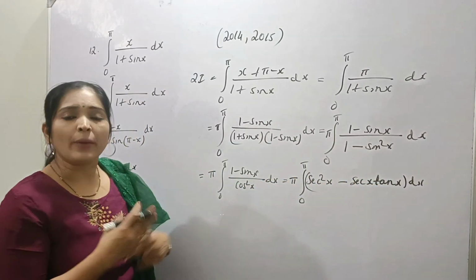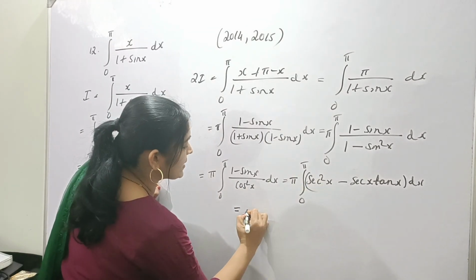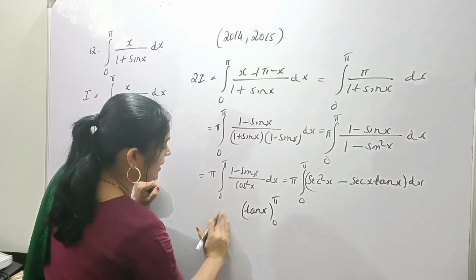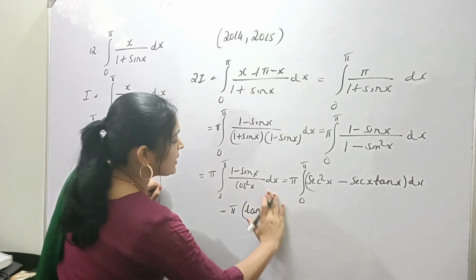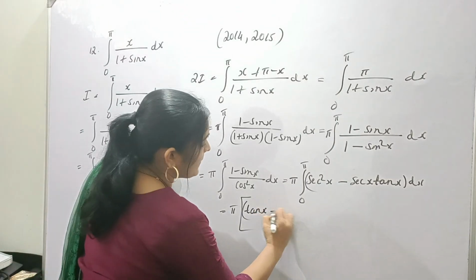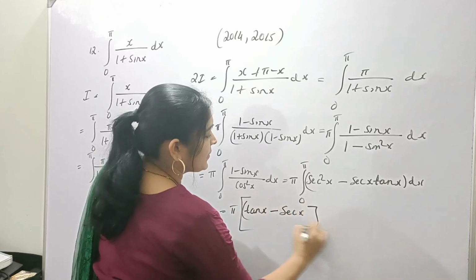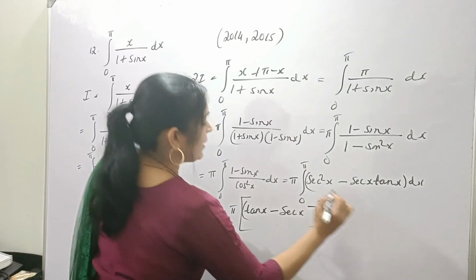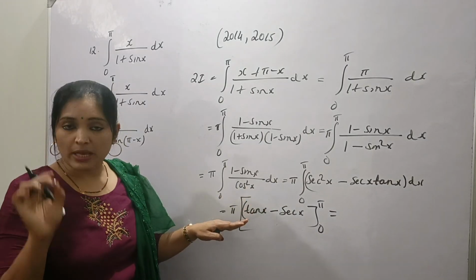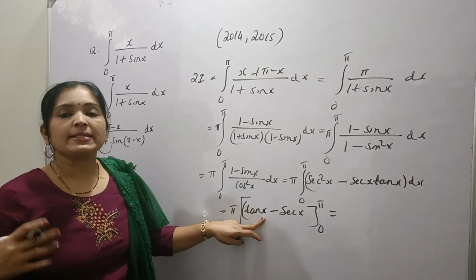After that, we will substitute upper limit and lower limit. That is equal to, integral of sec square x is tan x, from 0 to pi. Pi is here. Pi into, let's apply the limit together, pi into tan x minus sec x. Integral of sec x tan x is sec x. Limits 0 to pi. First we have to substitute the upper limit value, that is pi. Tan pi. What is tan pi?